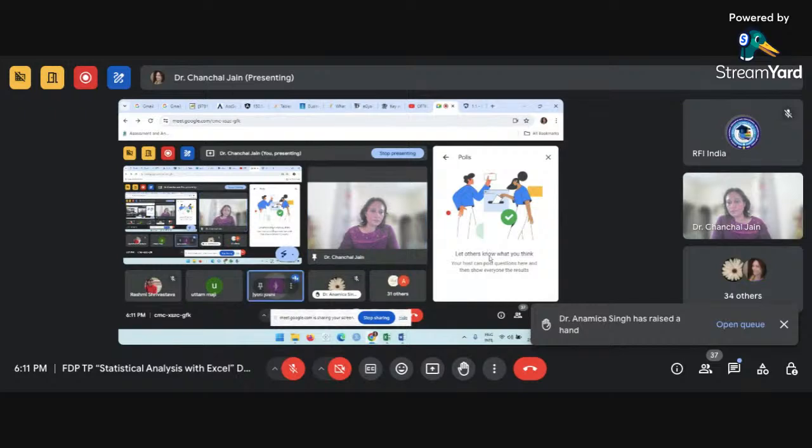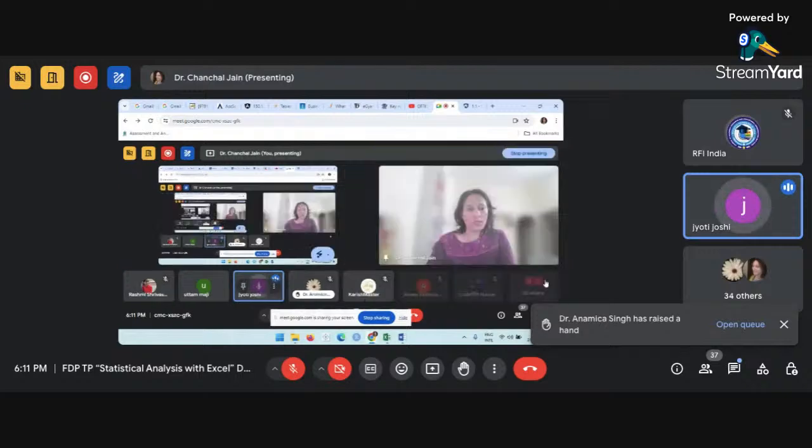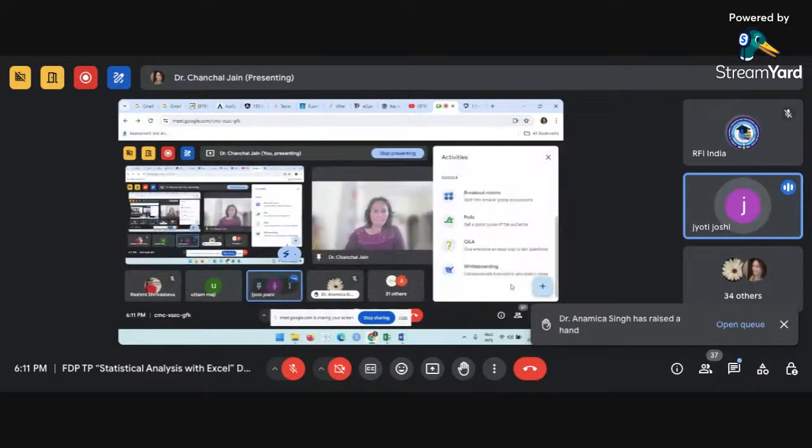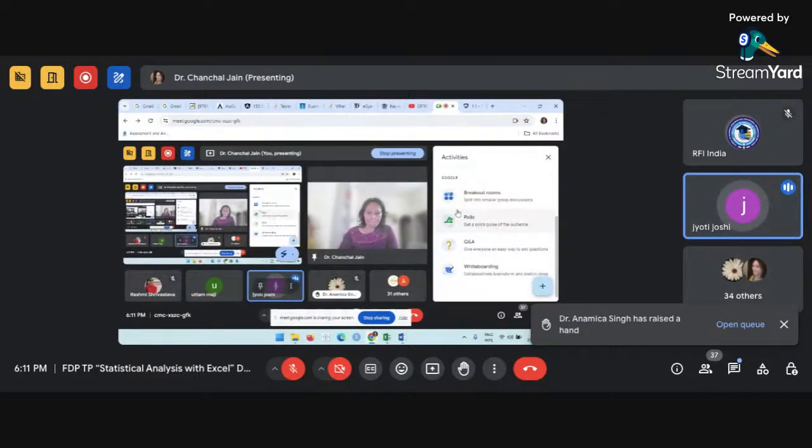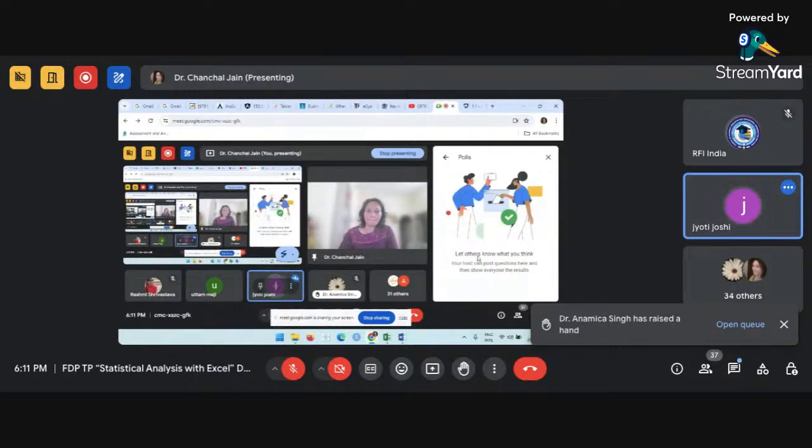I think, madam, we will apply independent sample t-test because these groups are not directly related. There is continuous and categorical, and there are two categories. Okay, fine. Just a minute, Jyoti ma'am.